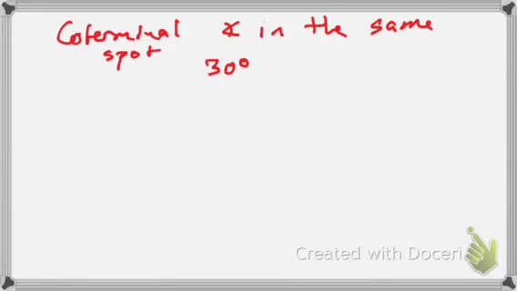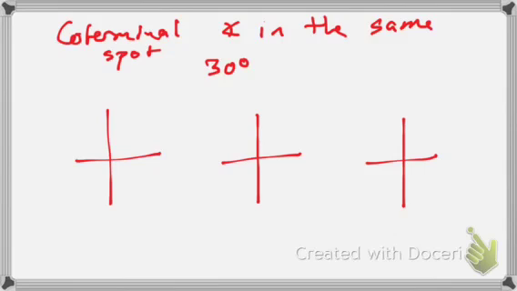But anyway, coterminal angles are angles that are in the same spot. So for instance, here's 3 different ways that 30 degrees can look on a graph. So if we have 3 graphs that look like this, here's 3 different things that we could do. Okay, so number 1, notice they're all going to have the same terminal side, so they're all going to go like this. They're all going to have the same initial side looking like this.